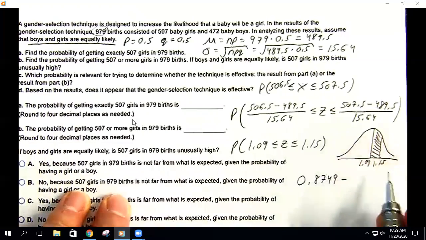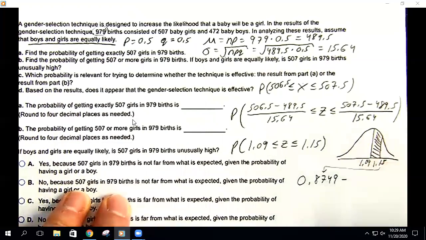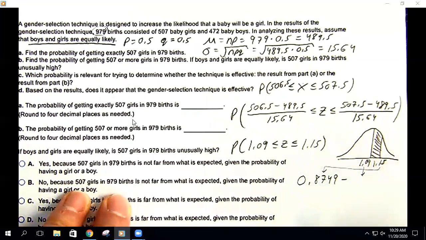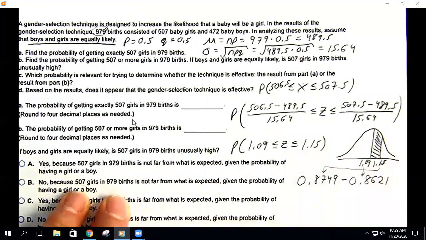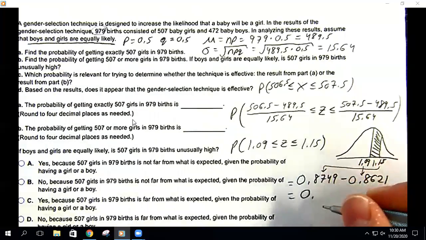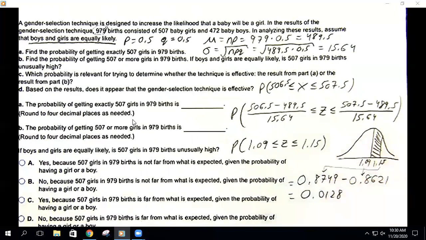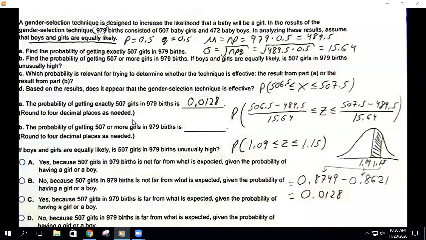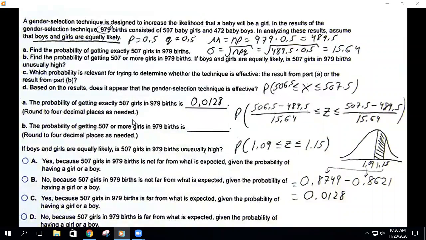The area for the z-score of 1.15 is 0.8749. I'm not showing the table again because we've done it so many times. The area for the z-score of 1.09 is 0.8621. And we just have to subtract those two numbers to get the area in between them. If you do that, you get 0.0128. So there's a 1.28%, not even a 2% chance that there'll be exactly 507 girls born in 979 births.